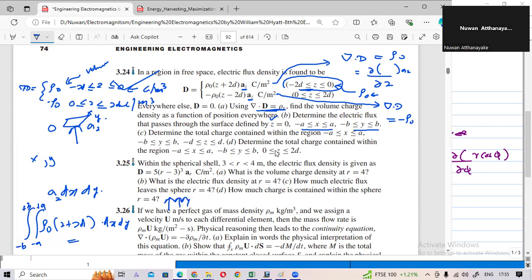Okay, XY plane in this direction. So if you need to find at Z is 0, once you complete the integration, you can apply Z is equal to 0. Then you can calculate this one. Okay, calculate this one. The total charge passing through XY plane in this direction.